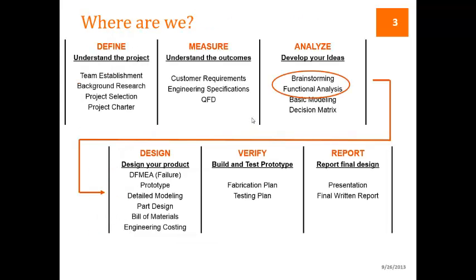So where are we? We have at this point completed the define and measure phases, and that's why you're doing your Tollgate review. So Tollgate 1 goes in here. Today we're going to be talking about brainstorming and functional analysis, which is going to kick off our analyze phase. Next week we'll be working on basic models based on those functional analyses, and then that will feed into our decision matrix, at which point we will have picked which design option we're going to follow, and Tollgate 2 will be held the following week.